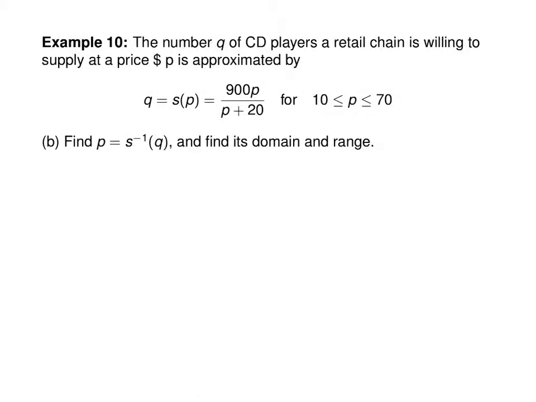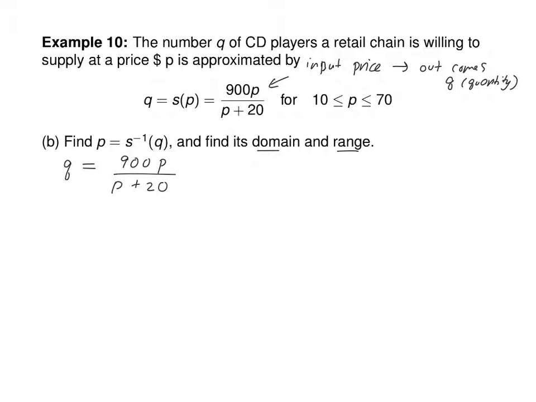Okay, find the inverse function and find its domain and range. So for this particular function, we input price and what comes out? Out comes Q, which is the quantity. The inverse will do the opposite. You'll input a quantity and out will come the price that you're going to pay. So in this case, don't switch the P's and Q's. I apologize that they look somewhat similar. But just take that equation and get the P by itself.